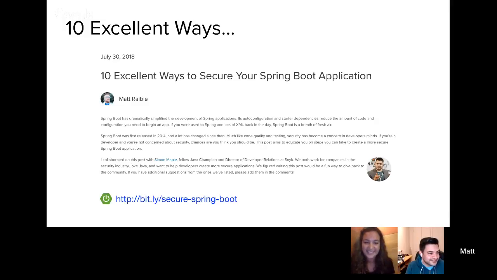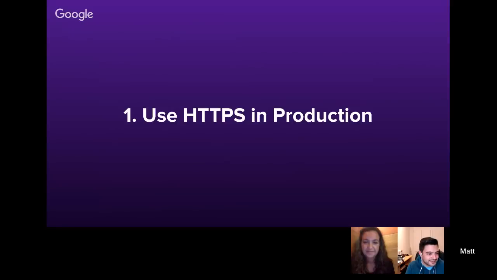So the first one might be somewhat obvious, but it is use HTTPS in production, and you might know this as SSL. But SSL is actually the deprecated name. TLS is the official name for HTTPS. It's called Transport Layer Security. And it's basically a cryptographic protocol that provides secure communication over a computer network. Its primary goal is to ensure privacy and data integrity between computer applications. So obviously a good thing to have.